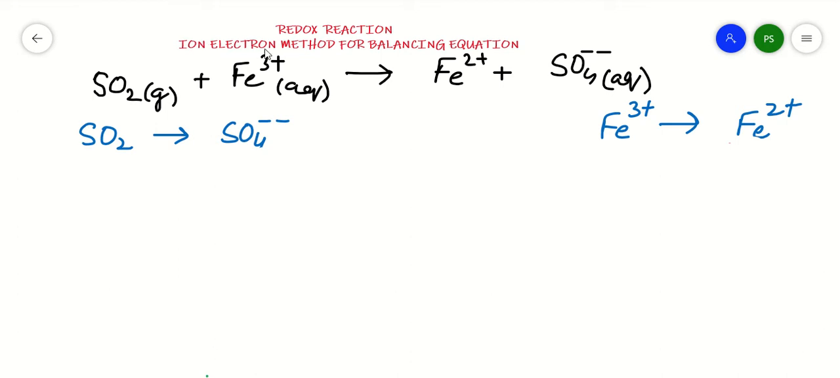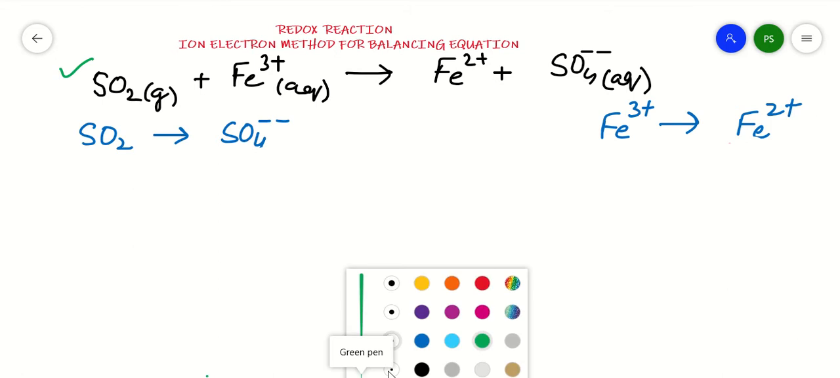Hello everyone. So today we are going to learn the ion-electron method for balancing chemical equations in the chapter on redox reactions. Suppose this equation is given and you are supposed to balance it by the ion-electron method. The first thing is you need to take this equation and divide it into two half equations.